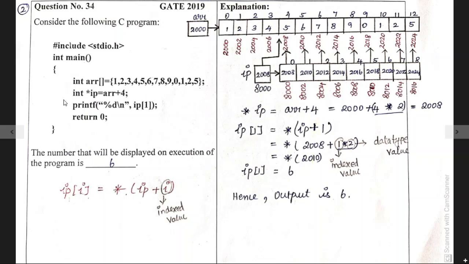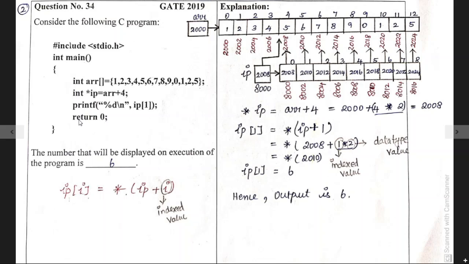Okay, move on to the next statement, printf. Inside the printf, I have the variable IP of 1. I need to display the value inside IP of 1. What's inside the IP value? It contains 6 as a value. So 6 is displayed on the screen.